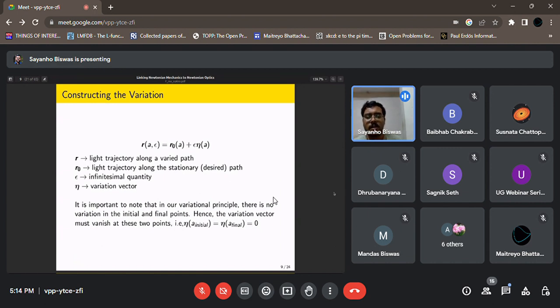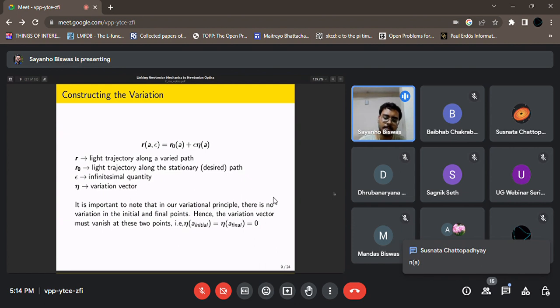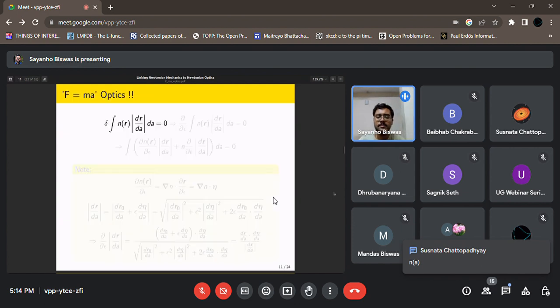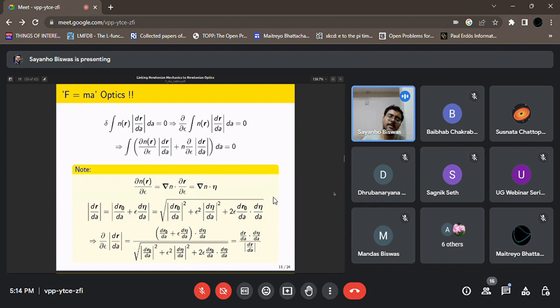Dou r dou epsilon. What would dou r dou epsilon give me? Tell me. You can write in the text chat box. What would the partial derivative of the position vector with respect to epsilon give you? Can anyone say? Eta. Right, exactly. Eta is a function of x. So that is what we will get. That is why I have written dou n dou epsilon as gradient of n dot product with eta. Very good.